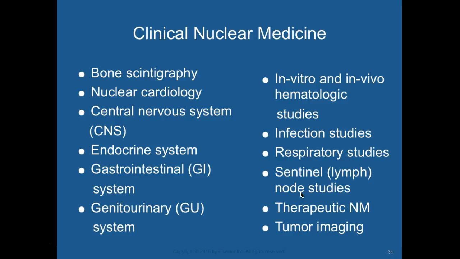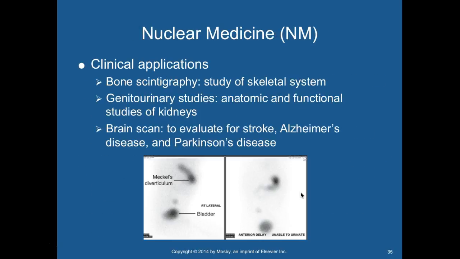We can do studies for infection, respiratory. They can see if there's PEs. Sentinel lymph nodes, what we do, we inject an area around a cancer and see if it goes to the lymph nodes, like for breast cancer. Therapeutic nuclear medicine, which we can treat tumors with, and tumor imaging. So, clinical applications.